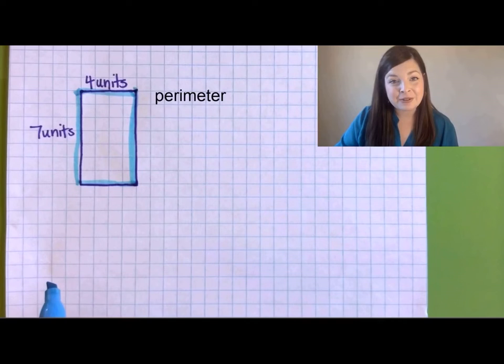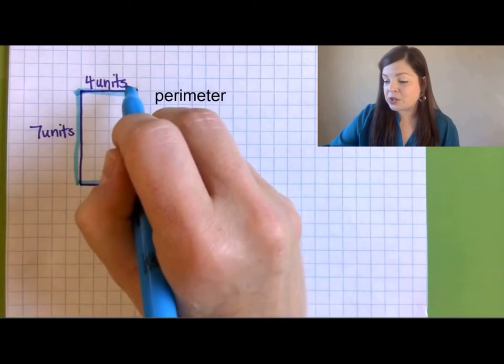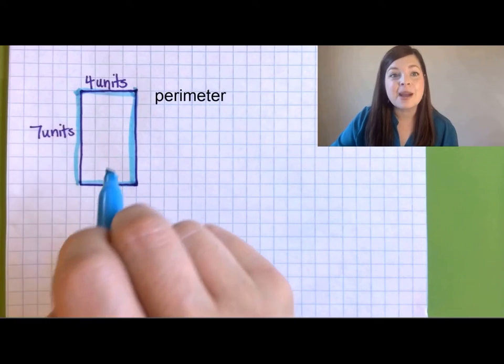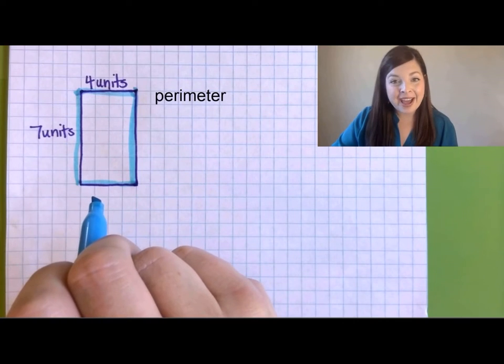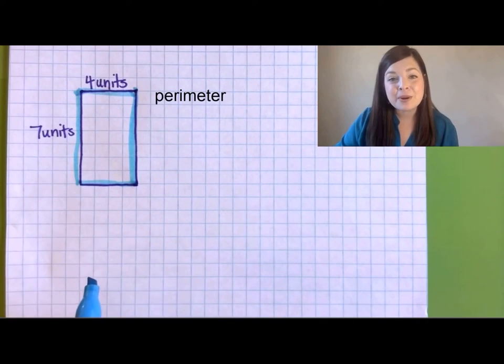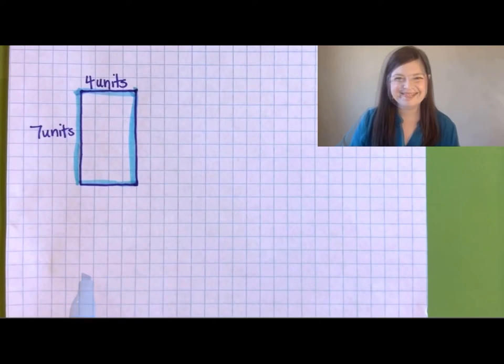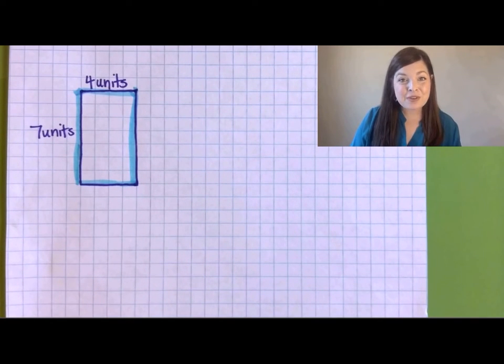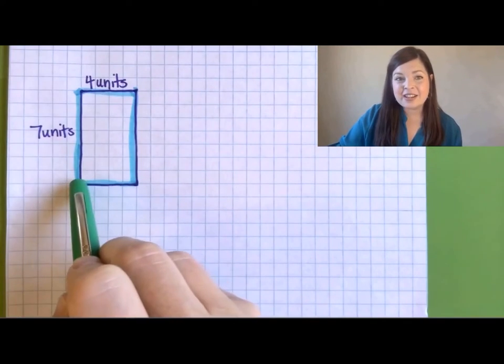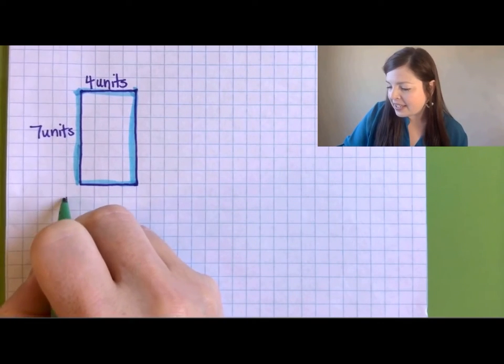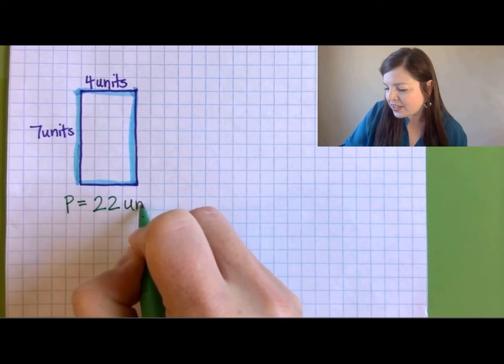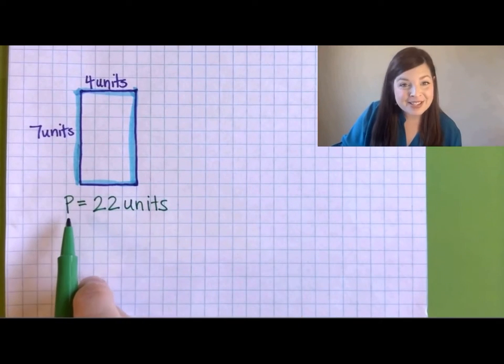Now I want you to pause the video again, and this time I want you to trace the perimeter again, but this time count the units as you trace them so that you can find the perimeter. And then come back when you're ready to compare the perimeter you got with the perimeter I got. Welcome back. So did you find the perimeter by counting all of the units around the rectangle? I did too. I got that the perimeter is 22 units. What did you get? We can write P equals 22 units.